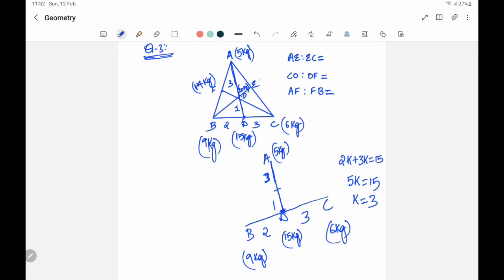Now let us look at the ratios that are given. This will be 11 kg at E. What are asked are AE is to EC, AE is to EC. So this is nothing but 6 is to 5, and CO is to OF, this is nothing but 14 is to 6. This can be simplified further, 7 is to 3, and AF is to FB, AF, so this is 9 is to FB is 5. So these are the ratios.